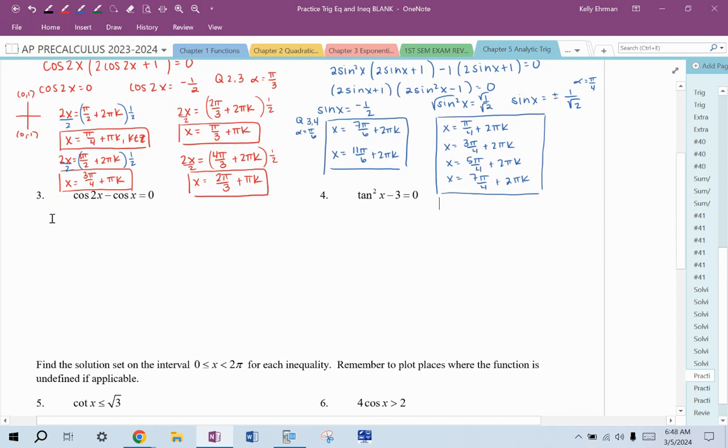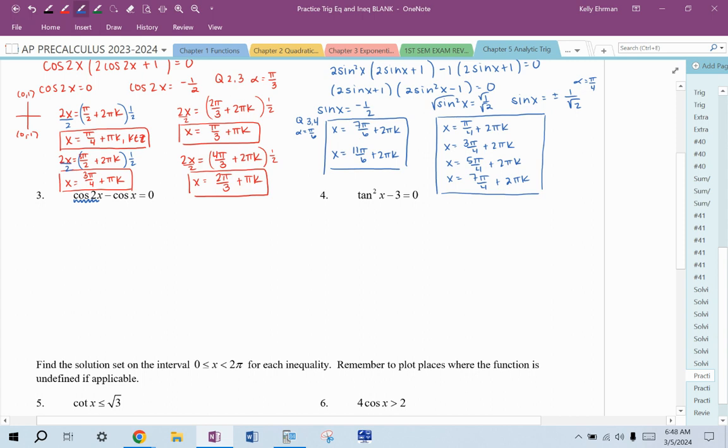All right, now number 3, I can't factor a cosine x out, because one of these is cosine of 2x, and I can't combine like terms because they're not the same. So this is one where you need to use your double angle identity. Now, I could use cosine squared x minus sine squared x.